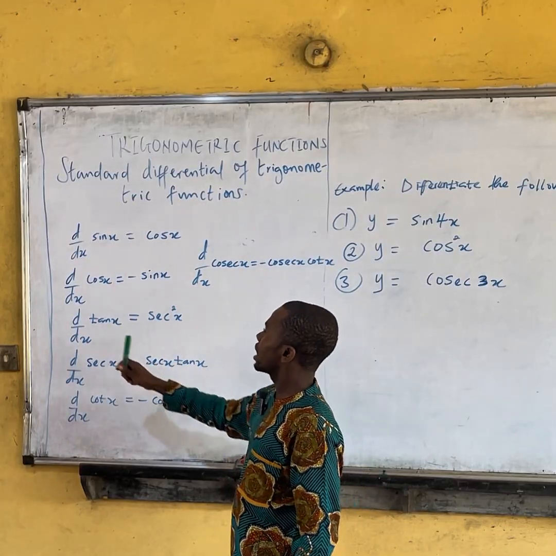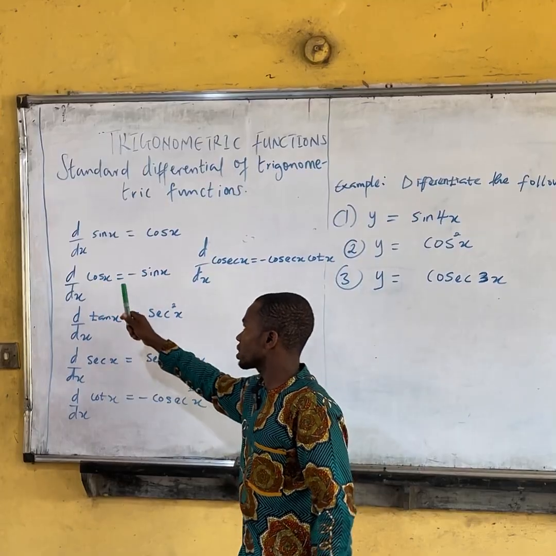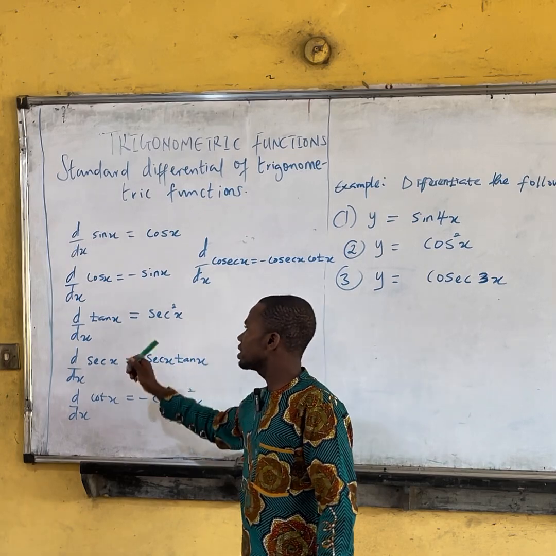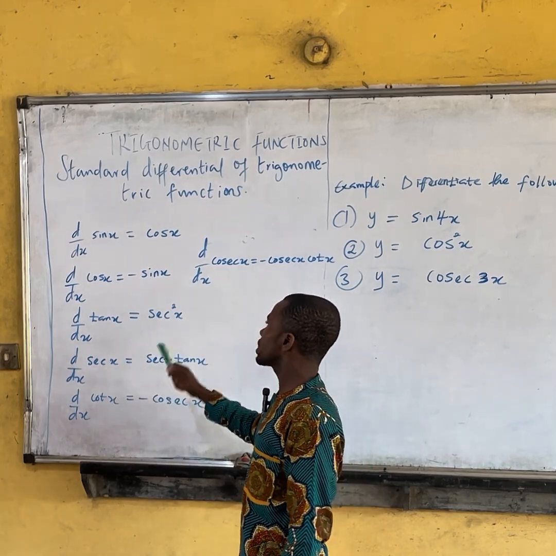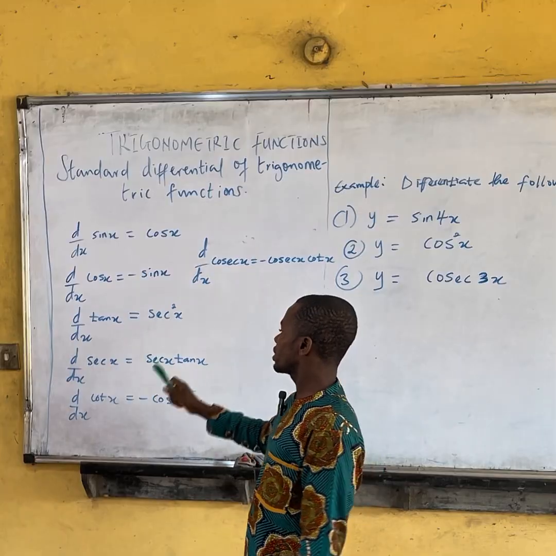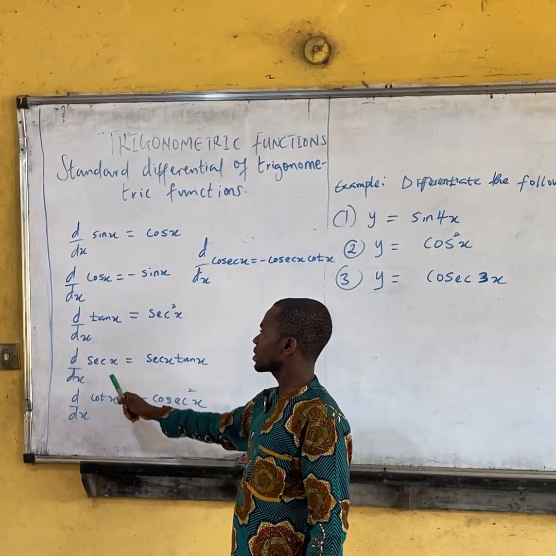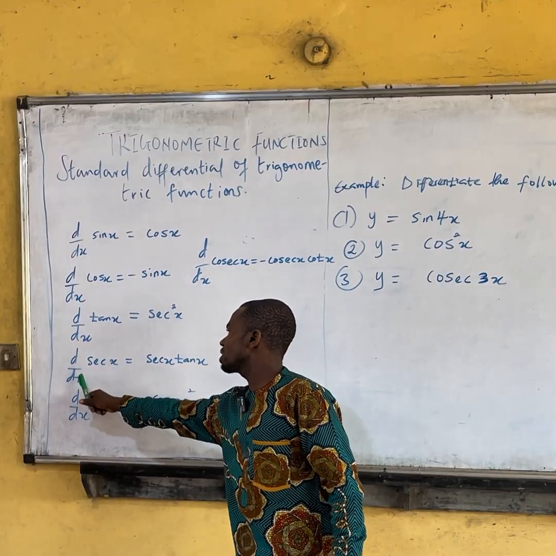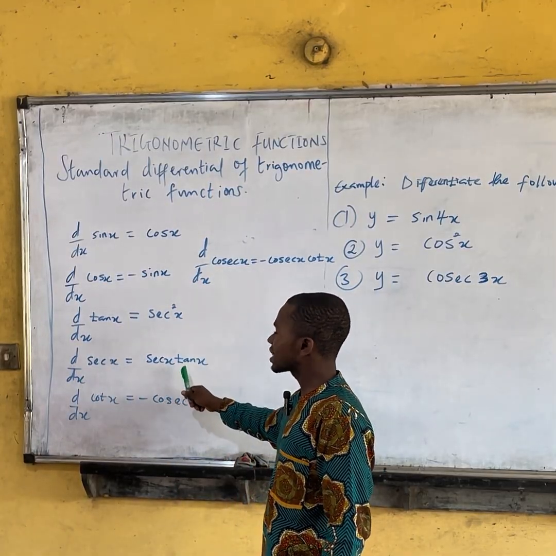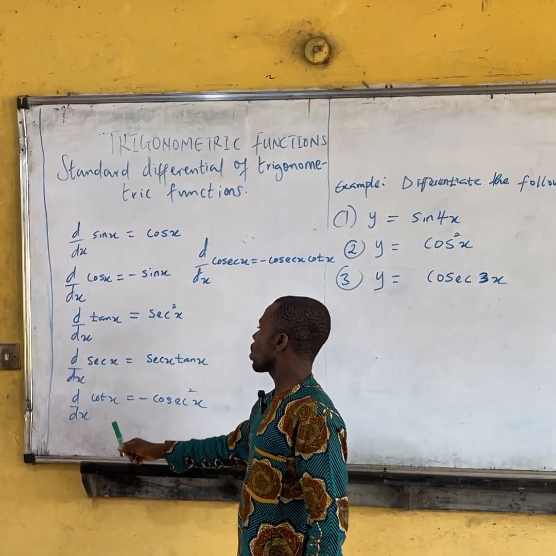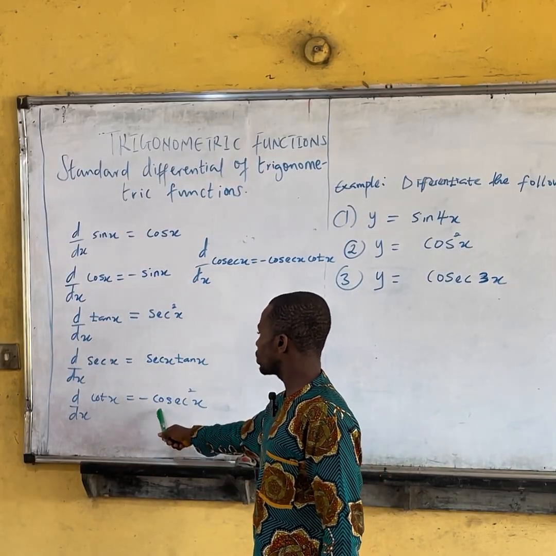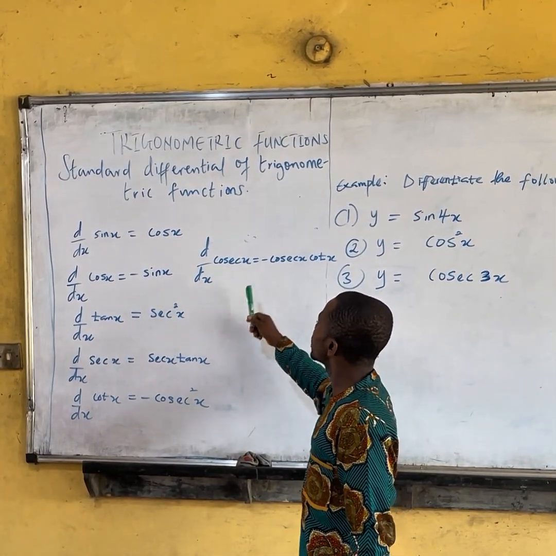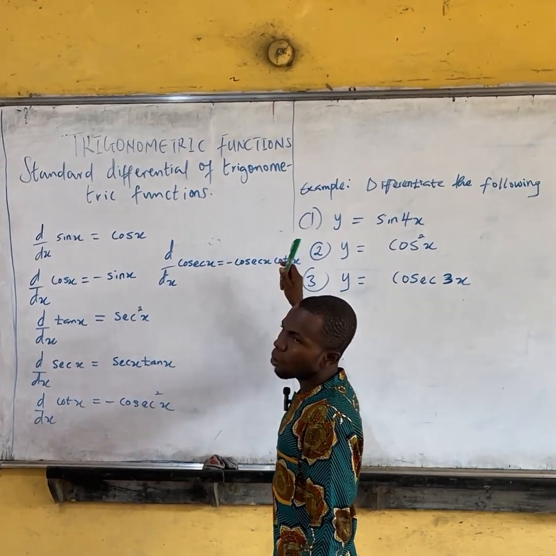Now, it is standard that d/dx of cos x gives minus sine x. And it is standard that d/dx of tan x gives sec square x. And it is standard that d/dx of sec x, sec means secant, that's the full pronunciation, is sec x tan x. And d/dx of cot x is minus cosec square x. And the standard differential of cosec x is minus cosec x cot x.